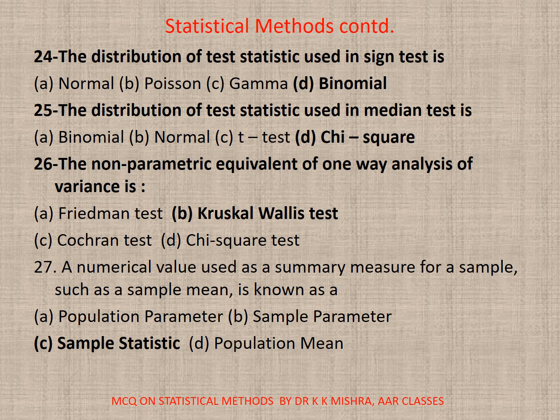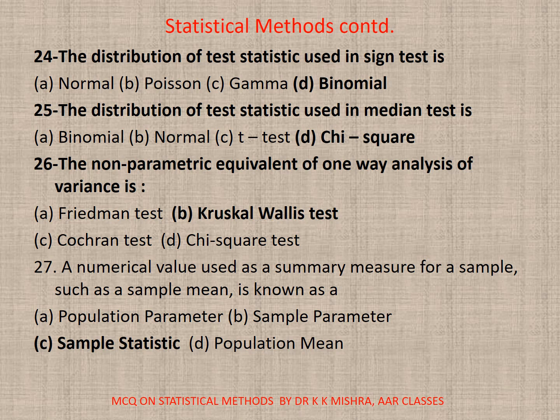Binomial. 25. The distribution of test statistics used in median test is normally D. chi-square.